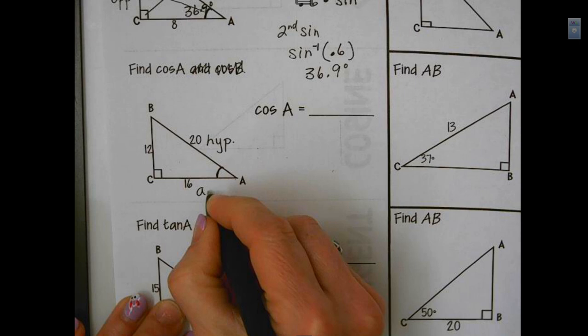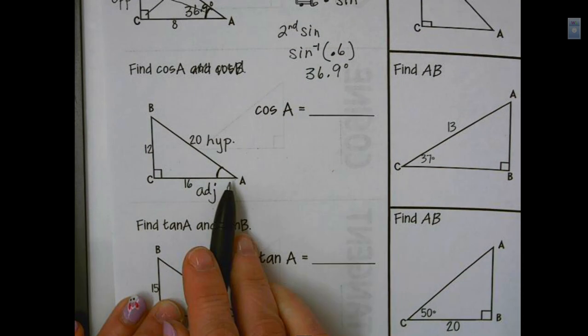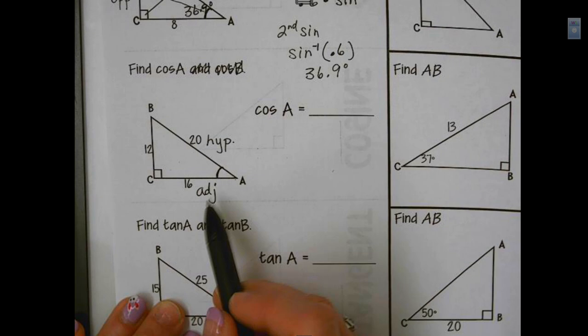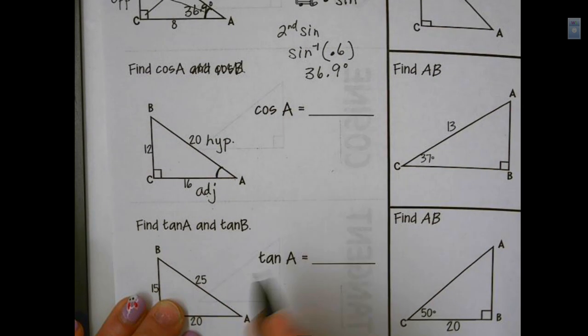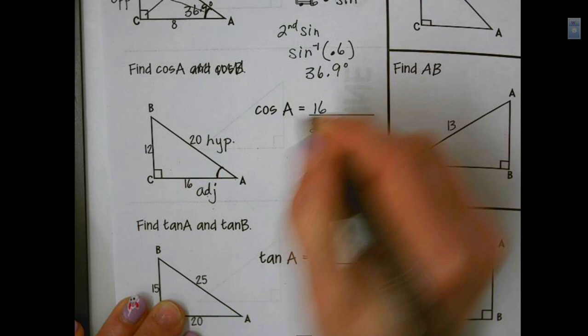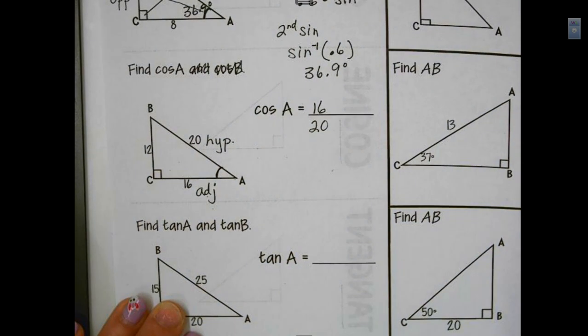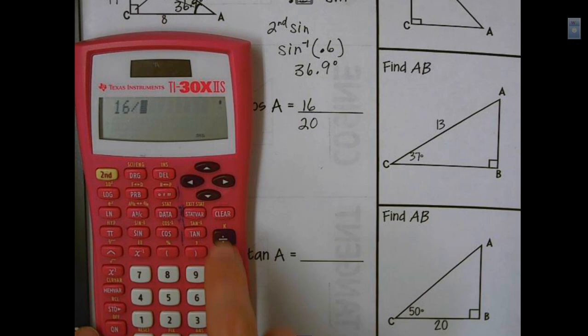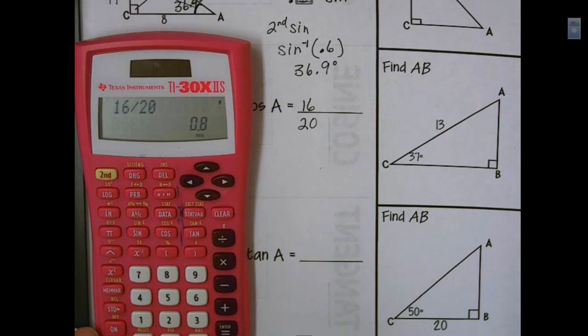So I'm going to label this. This is the adjacent side. Now over here would be opposite, but we want adjacent divided by hypotenuse. 16 divided by 20. Now I'm going to go ahead and do that on my calculator. 16 divided by 20, 0.8.